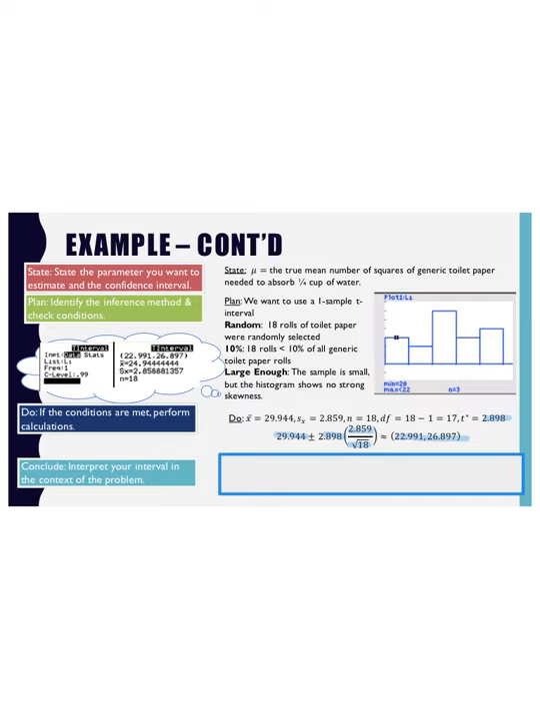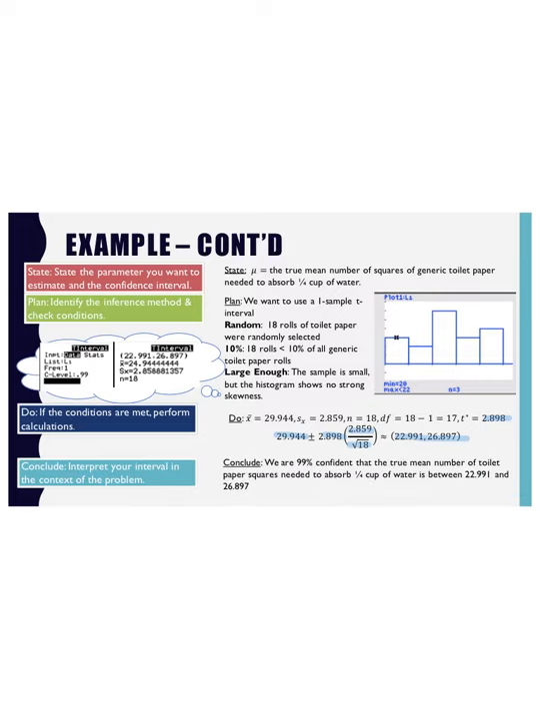And then last but not least, we're going to conclude. We're going to interpret our interval in the context of the situation. We are 99% confident that the true mean number of toilet paper squares needed to absorb a quarter cup of water is between 22.991 and 26.897.